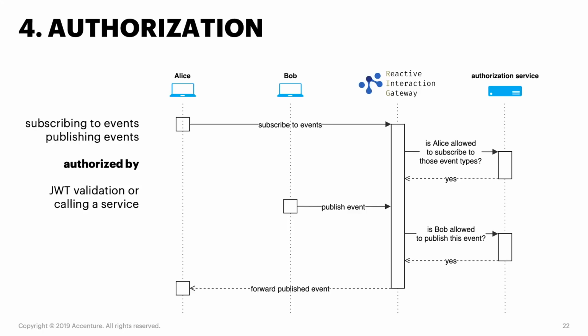The most flexible authorization scheme is to specify a custom endpoint that accepts subscription requests. RIG forwards such requests to that endpoint and accepts or denies subscriptions according to the response code sent by the custom endpoint. A similar mechanism is in place for event submissions, as depicted in the diagram.